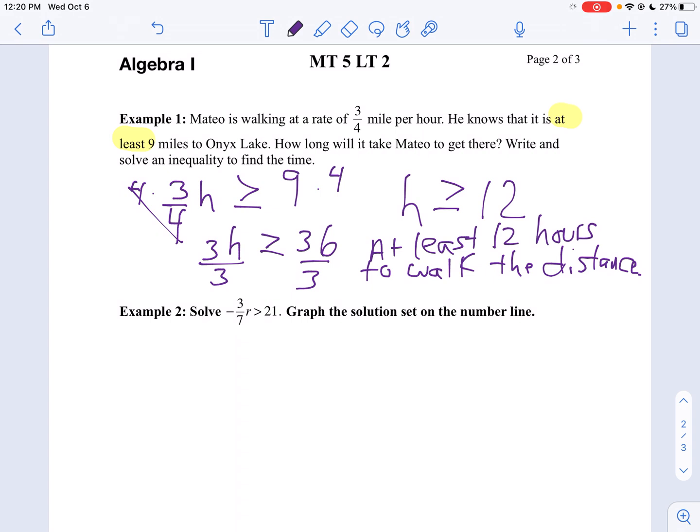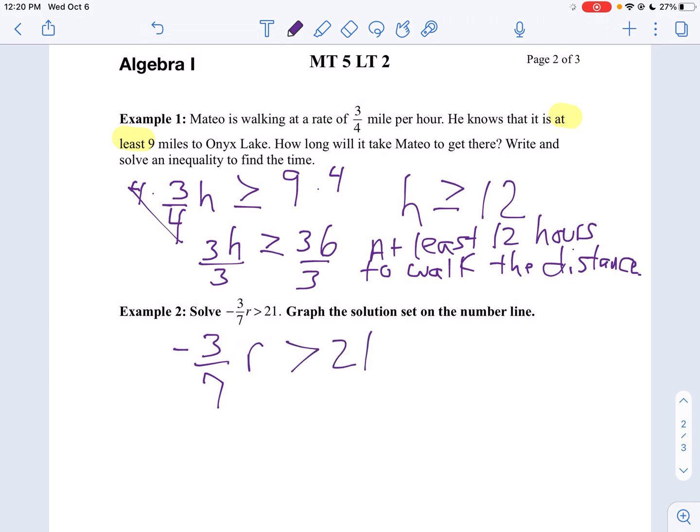Now, if I take a look at example 2, I want to solve -3/7 r is greater than 21, and I want to put my solution on the number line. So I think what I'm going to do first off, I'm just going to copy down the problem. So I'm going to say -3/7 times r is greater than 21.